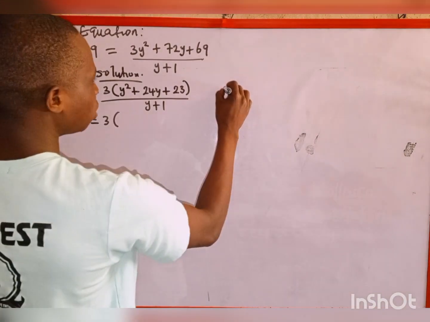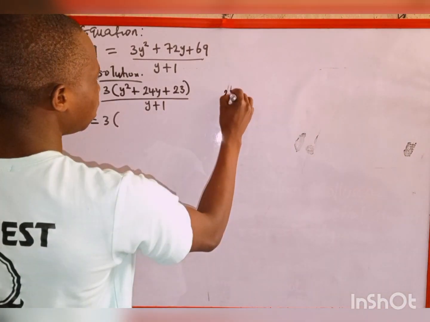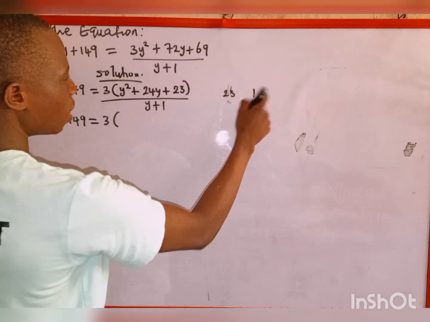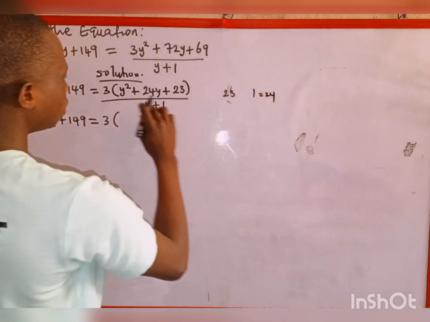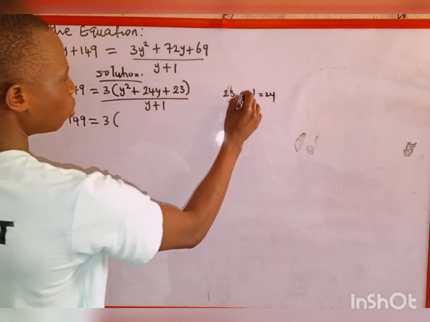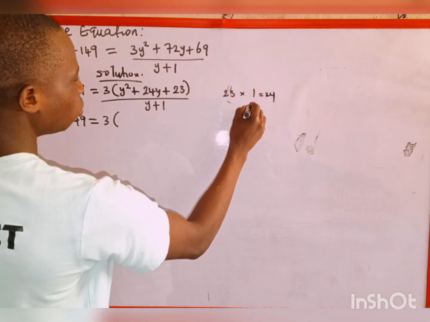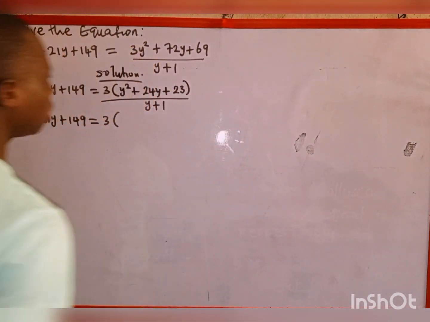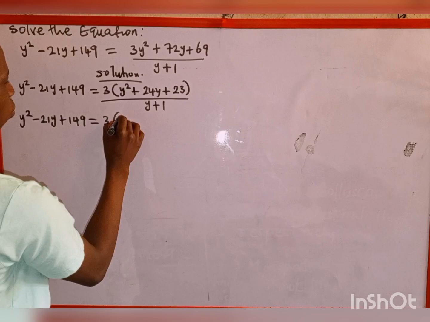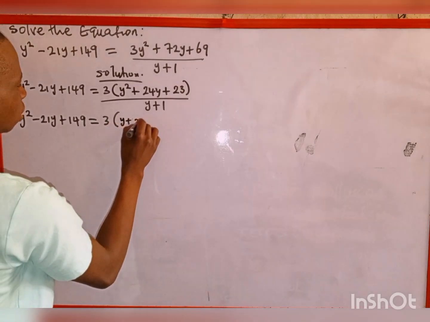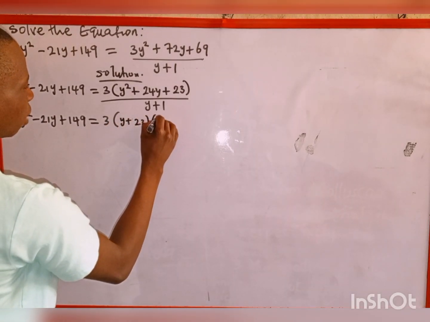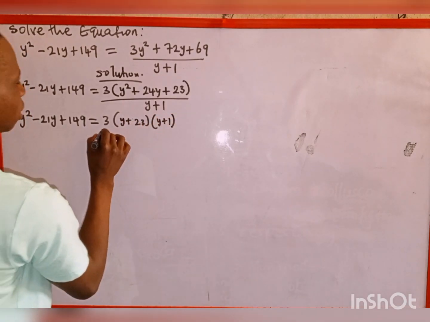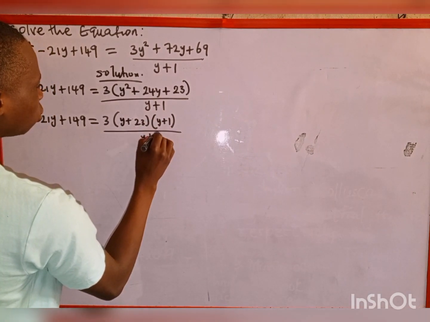And of course, the numbers are going to be positive 23 and positive 1. If you add 23 plus 1 it is going to give you 24, which is the coefficient of y. And if you multiply 23 by 1, it's going to give you 23, which is the constant. So therefore, the two numbers are 23 and 1. So y plus 23, then we open another bracket, we have y plus 1. So these are the two numbers. Then divided by y plus 1.